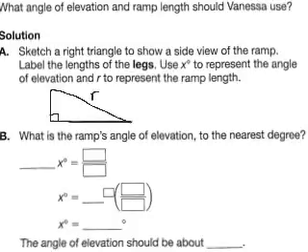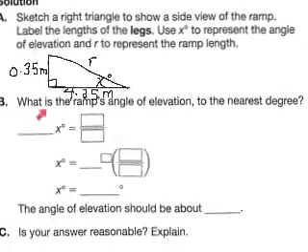So R represents the ramp length. X degree equals the angle of elevation. 0.35 meters represents the height. And 4.25 meters is the base of the ramp. So I hope you were able to make your triangle look a lot better than mine.